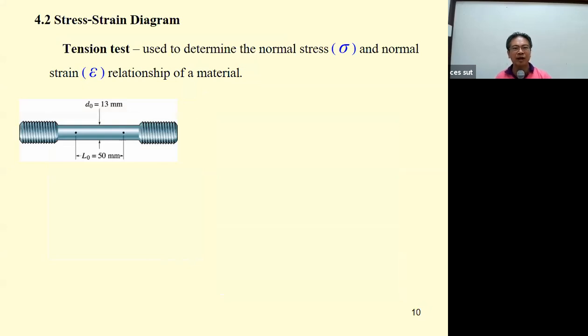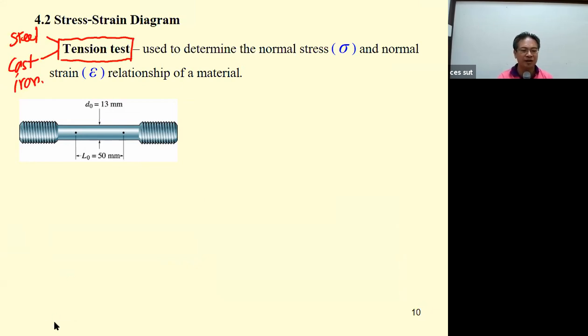And then we come to the stress strain diagram. As you may know, the stress strain diagram basically comes from the tension test. In lab number 3, we're going to do the tension test for the steel, and we're going to do the tension test for the cast iron. Why do we do this? Because these two materials are different. The steel is a ductile material, so it's going to have one kind of stress strain diagram. Differently, the cast iron is a brittle material, so the stress strain diagrams of these two materials are different.